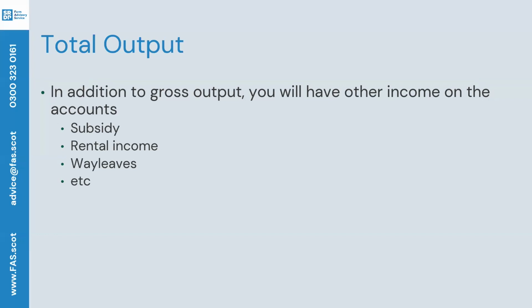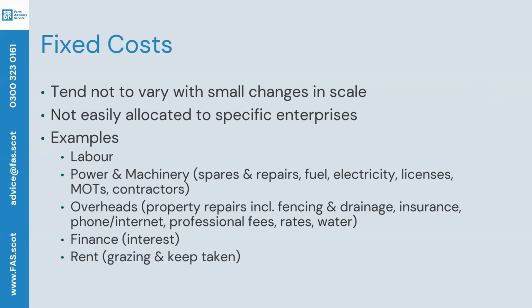So that's going to be your subsidies, like the basic payment or any grants that you apply for. You might have rental income, wayleaves, anything else like that would be included at that stage. Then we include your fixed costs. So they're sort of the opposite of variable costs.